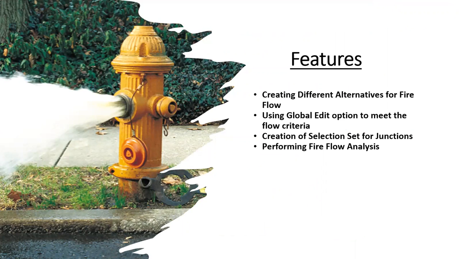These are some of the features that we shall discuss during this insight: first, how we can create a different alternative for fire flow analysis, and how we can use the global edit option to meet the flow criteria. Next, the creation of a selection set for different junctions, and lastly, performing a fire flow analysis. Simulating a fire event in a water distribution system is a necessary part of any water main design hydraulic report, and it is often done to see how the system residual pressures are affected after the water main is installed. Now I'm switching to the software to show how we can perform it.